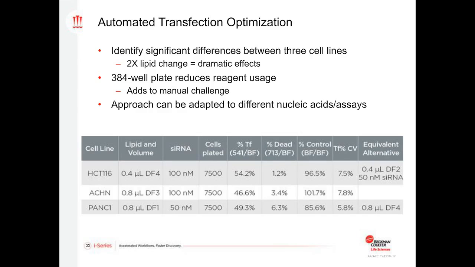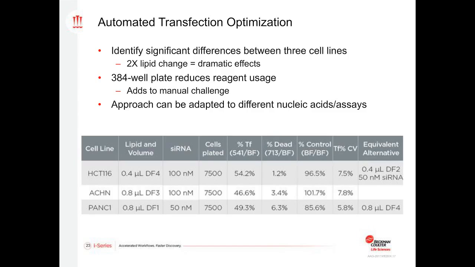CVs below 10%. Some of the cell lines like PANC1 and HET116 were relatively transfection friendly in that there were a couple different concentrations that might work, but the ACHN cells were significantly different and really more troublesome to transfect. And really, we did have to find that optimal condition to achieve that type of transfection efficiency.